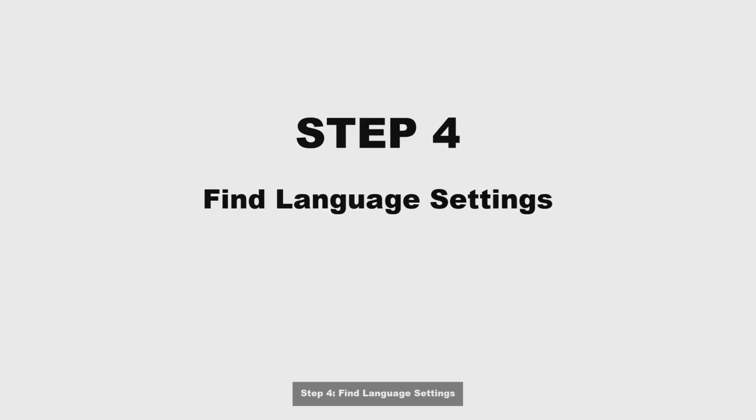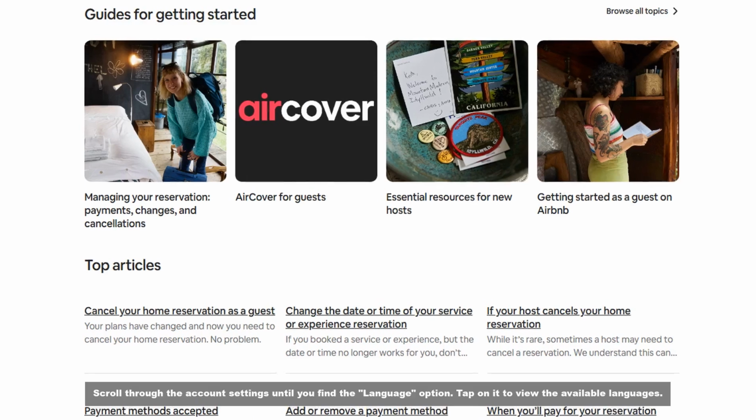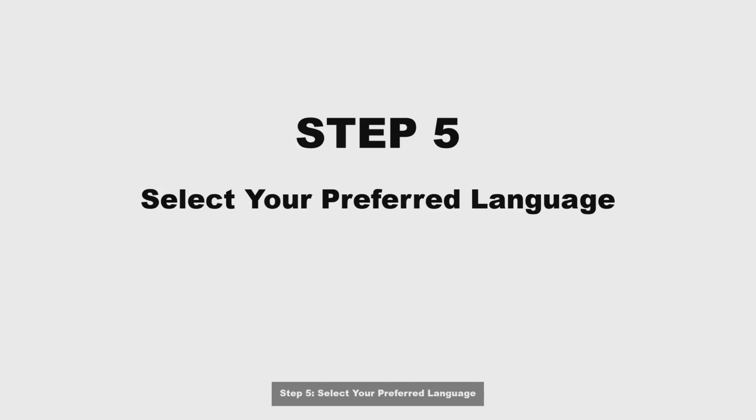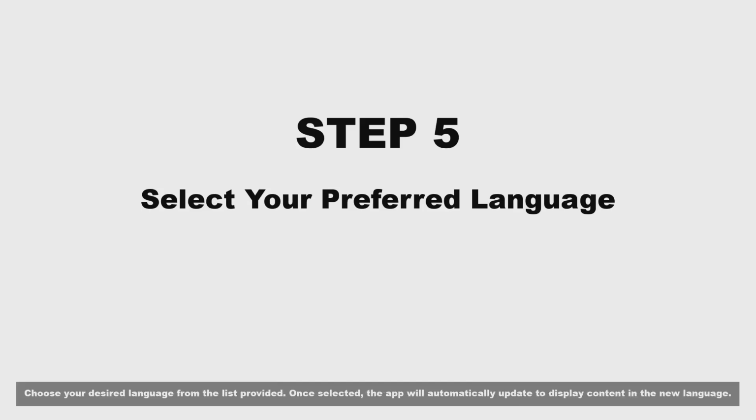Step 4. Find language settings. Scroll through the account settings until you find the language option. Tap on it to view the available languages. Step 5. Select your preferred language. Choose your desired language from the list provided. Once selected, the app will automatically update to display content in the new language.